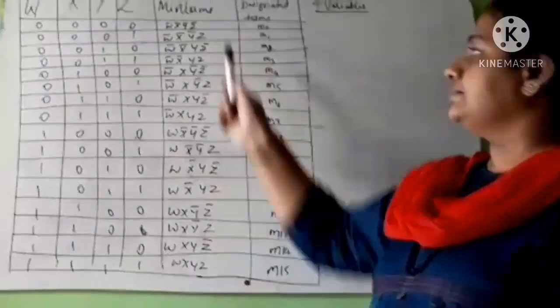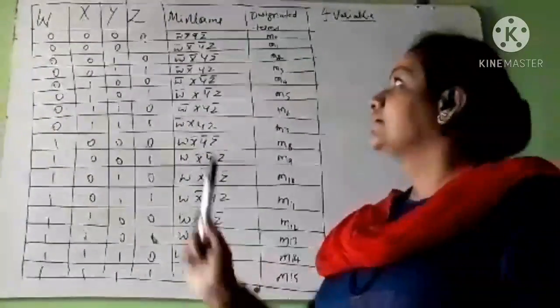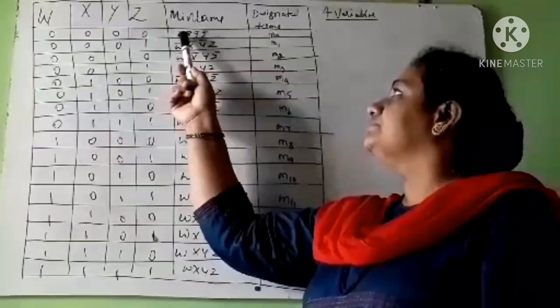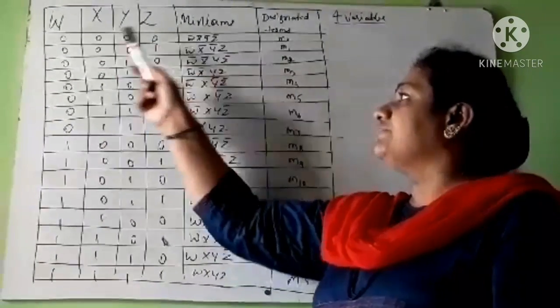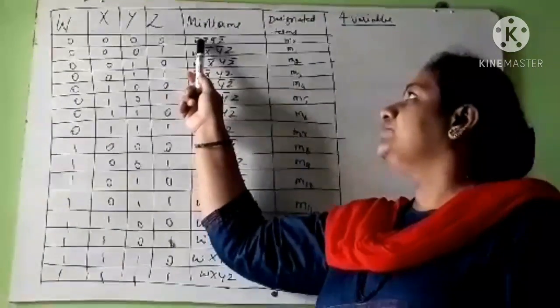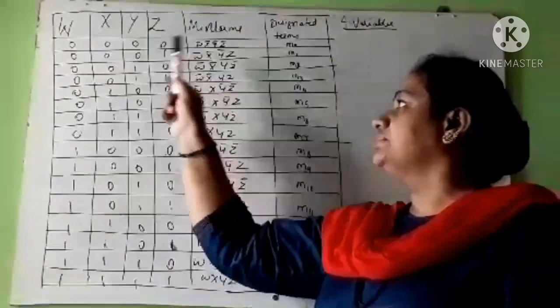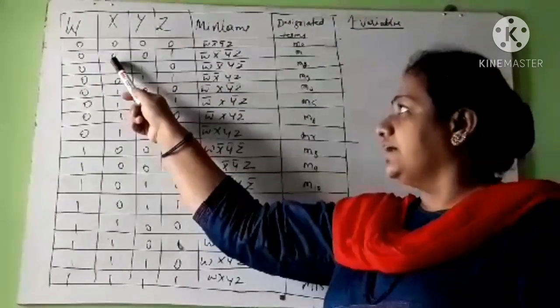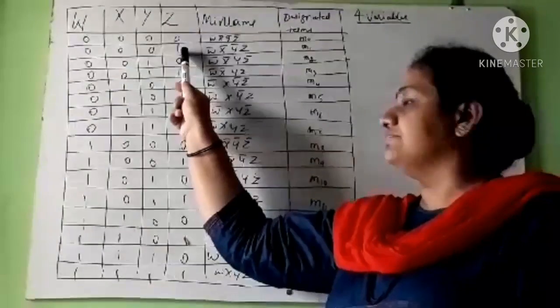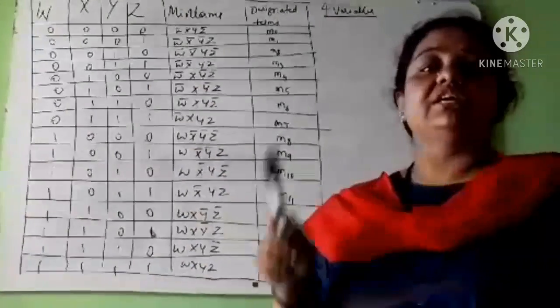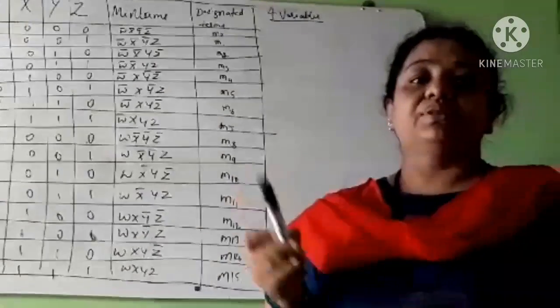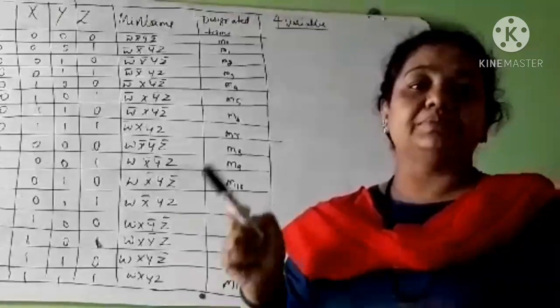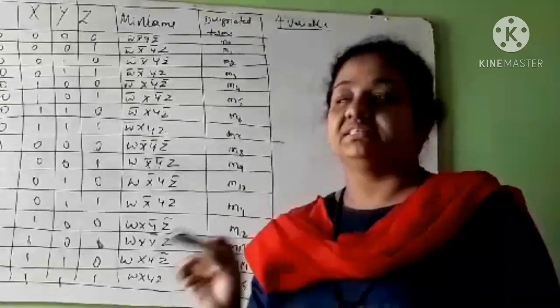Then we write the minterm expression. So here we have the minterm expression. Wherever there is 0, put a bar. W bar, x bar, y bar, z bar. W bar, x bar, y bar, z. Why are we taking z? Because in a minterm, when there is a 1, it is represented with the variable itself.